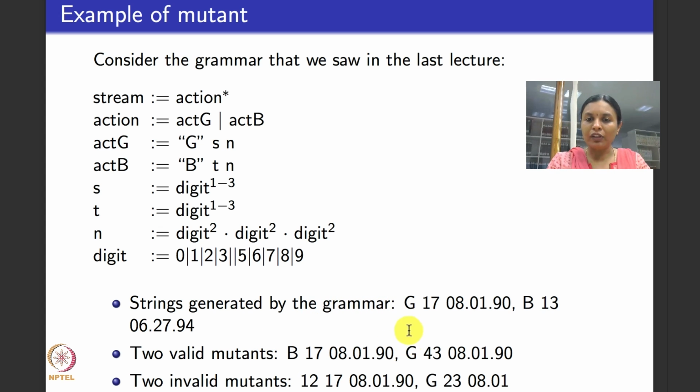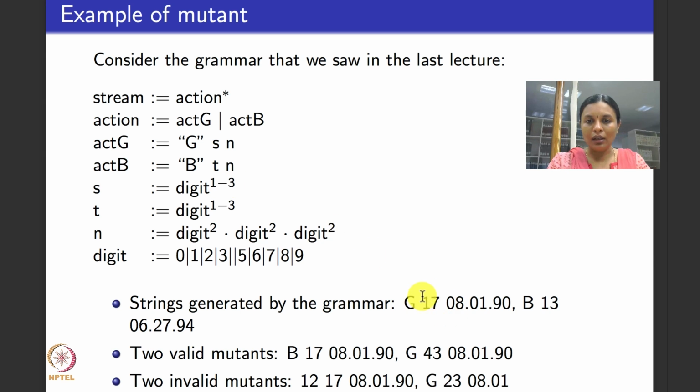So at some point in the derivation of this string, I decided to take out one step in the derivation and replace it with a different production rule. In particular, whatever was giving me G, I replaced it with B. So this is a valid mutant. Here is another example. I take the same string, G17 08.01.90. At some point, this number 17 was generated because this rule was applied: S goes to digit 1 to 3. It picks up randomly a digit that is between 1 and 3 length long and applies it.